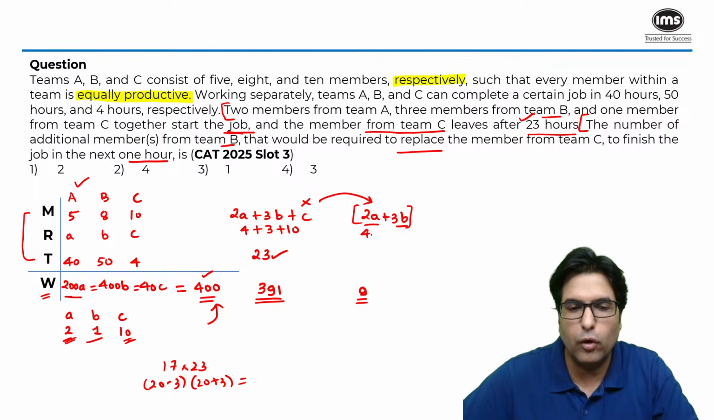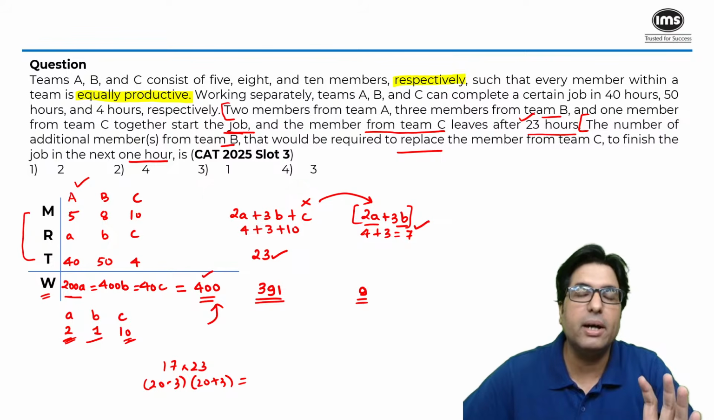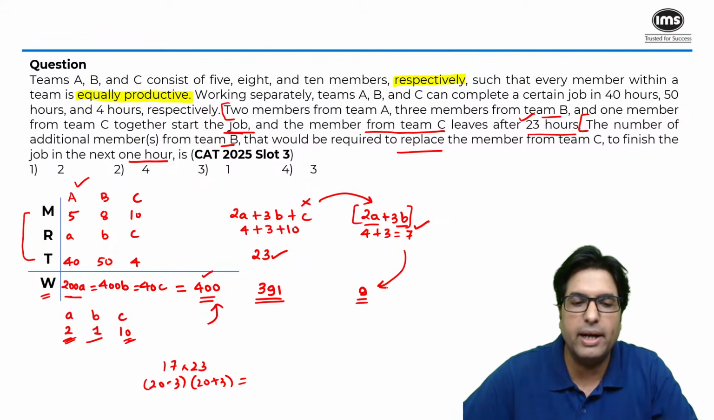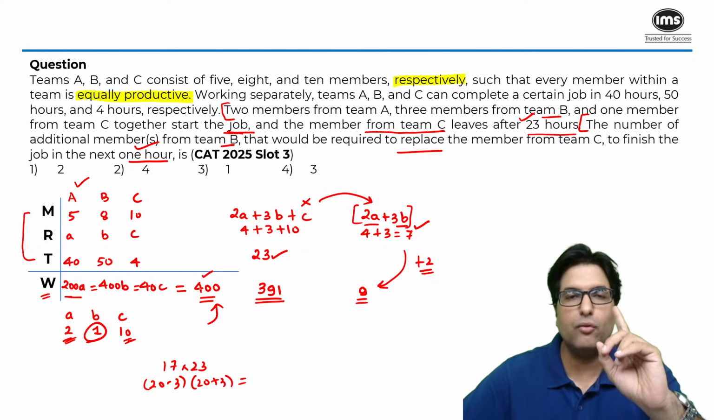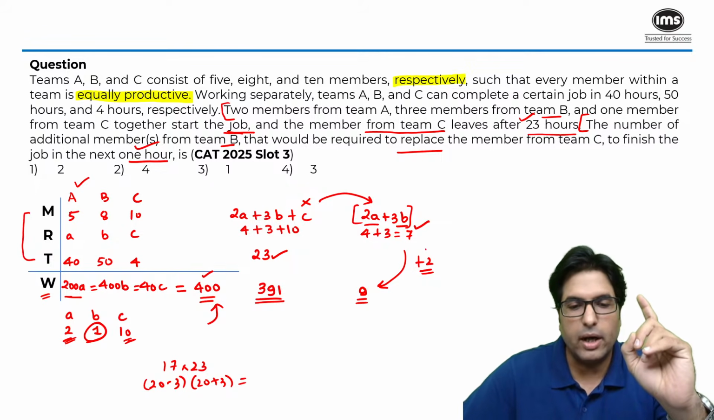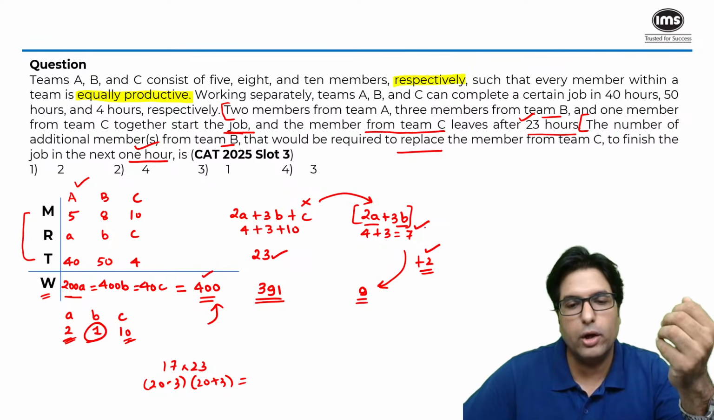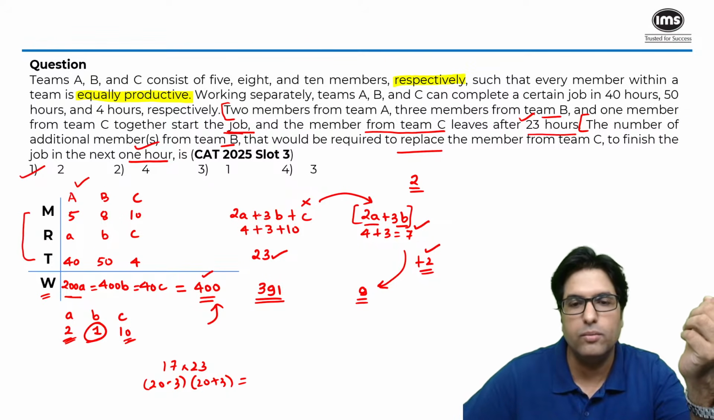So 2 into 2, 4 plus 3 into 1, 7 units will already be completed by these people in the next 1 hour. What is required to complete 9? We need additional 2 units of work. And they are asking how many additional members from team B. A person from team B contributes 1 unit of work in 1 hour. We require 2 units of work, so we'll require 2 more people. So the correct answer for this question will be choice 1, 2.